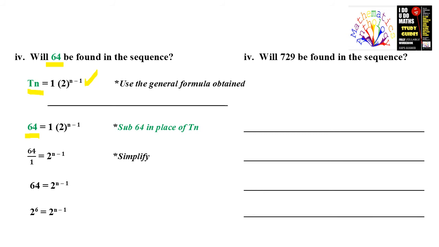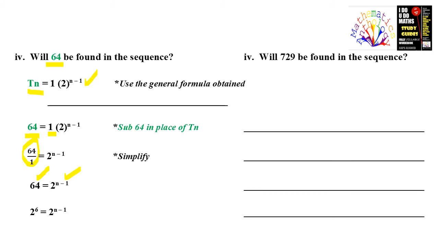So we need to get rid of this 1 first. Because it's being multiplied by the 2 to the power n minus 1, we need to do the opposite of multiplication, which is division, as you can see here. So 64 divided by 1 will equal 2 to the power of n minus 1. 64 divided by 1 is 64, so that is equal to 2 to the power of n minus 1.